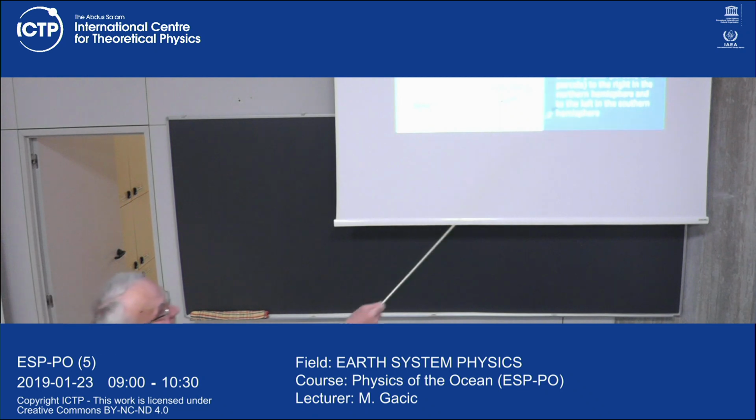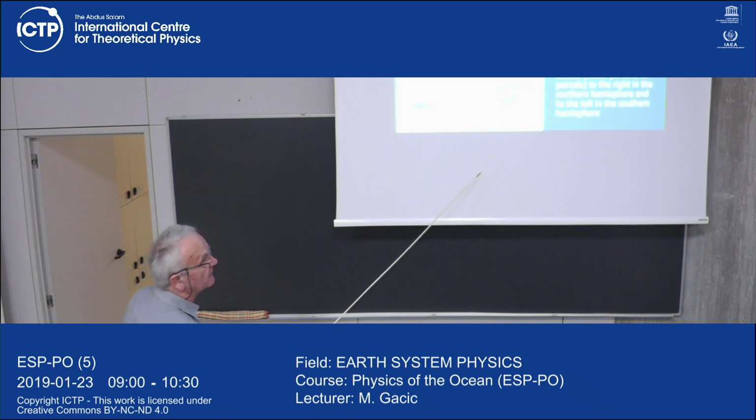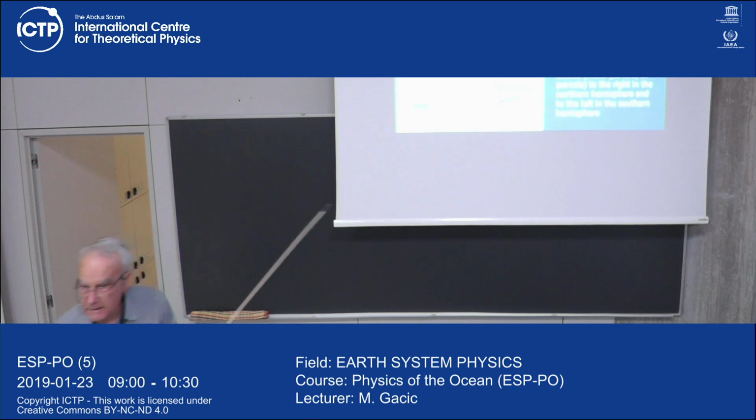So the Coriolis effect deflects bodies, water particles, air particles, to the right in the northern hemisphere and to the left in the southern hemisphere. You imagine that in the southern hemisphere, the ball going that way, and then it's deflected again to the left. We are deflected to the right in the northern hemisphere and to the left in the southern hemisphere, because of the fact that we are in a rotating system.